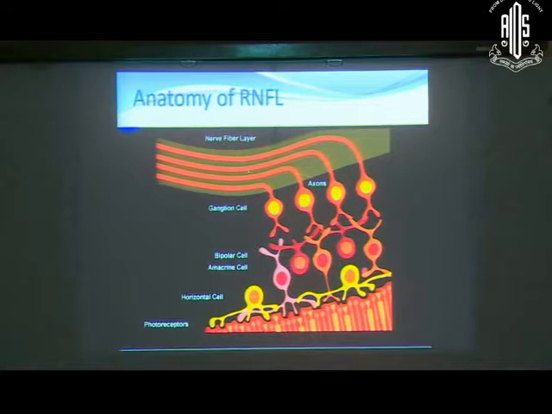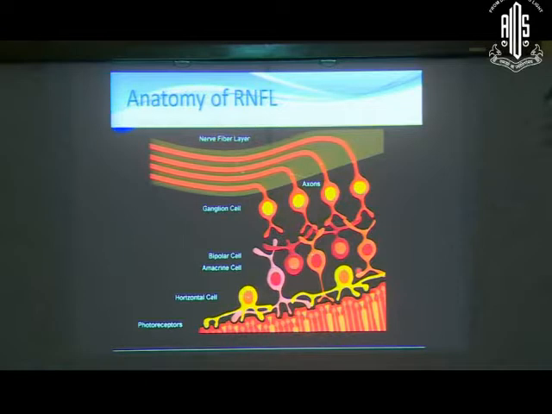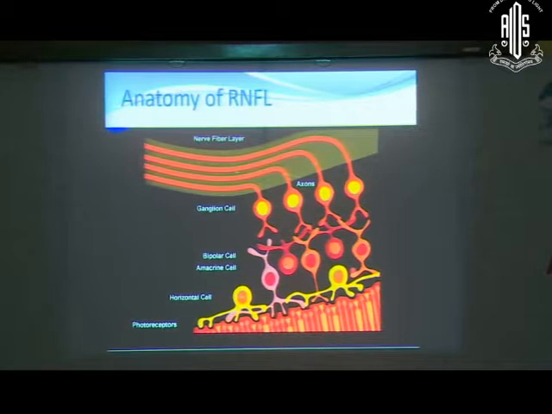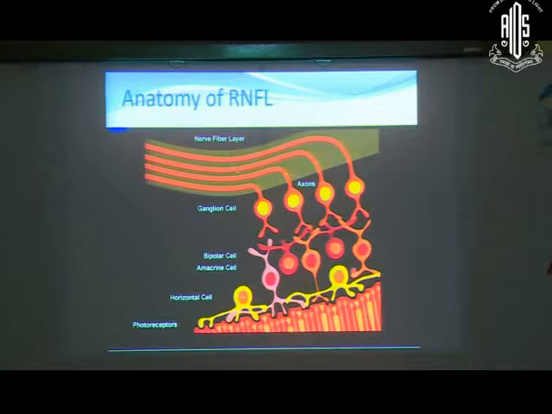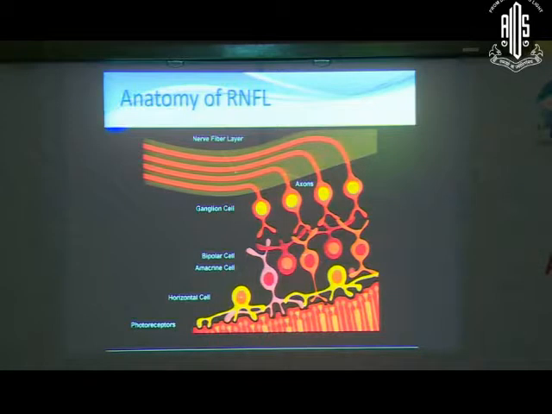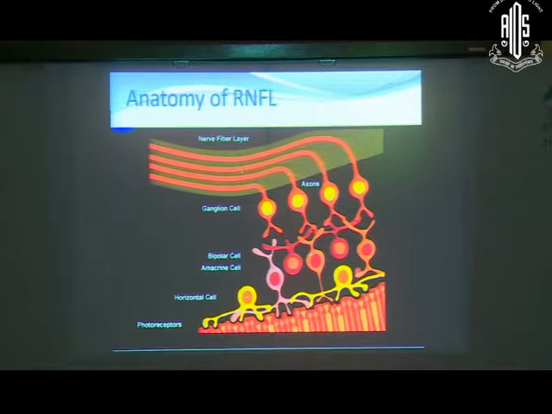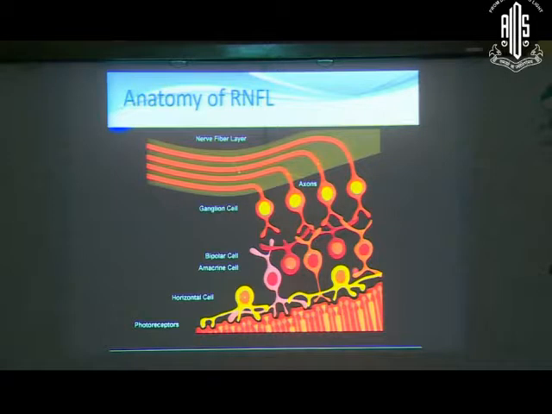How is the nerve fiber layer derived? I will not take much time in explaining the anatomy of the RNFL, but I will tell you a very important and salient feature related to it. The important site for the glaucomatous damage is the neuronal cell or the ganglion cell. The ganglion cell is in the inner layer of the retina.